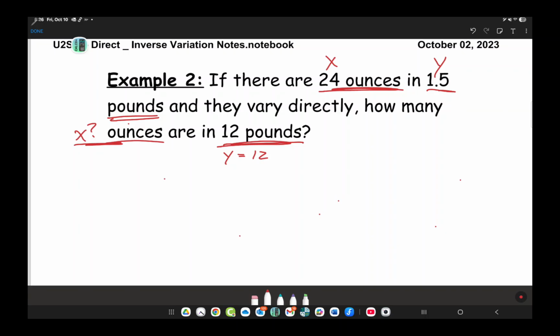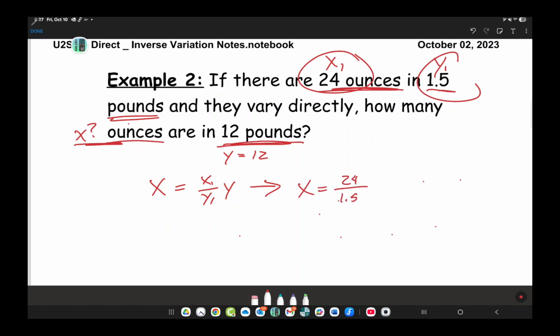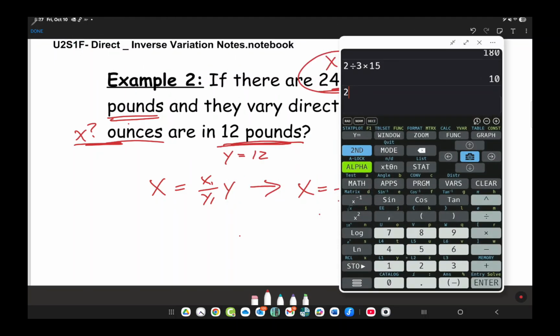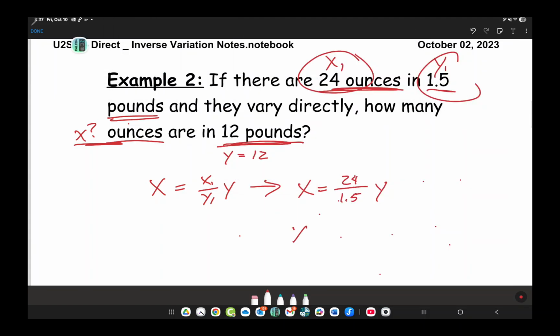So again, we have that X is equal to X1 over Y1 times Y. Plug in the two values we know. This is your X1 and your Y1. So X is equal to 24 over 1.5 times Y. Now let's see what 24 divided by 1.5 is. 24 divided by 1.5. We get 16. 16y.